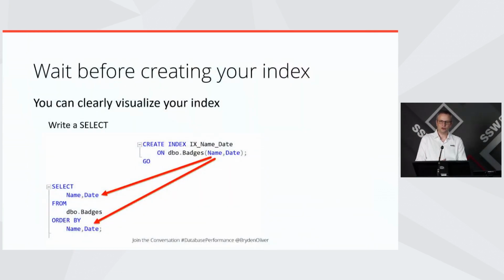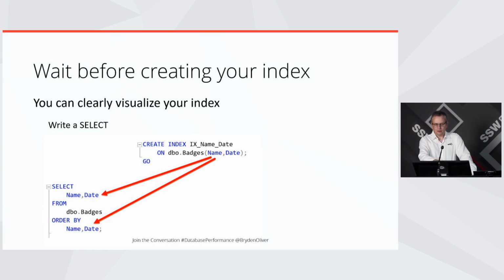Okay, so we're thinking we're going to create some indexes. How can we visualize what's going to be in the index and how it's going to look? You can actually write a select that basically mirrors, and gives you back as the results, what your index is going to look like. And then you can try by hand to find the information you were going to ask for.